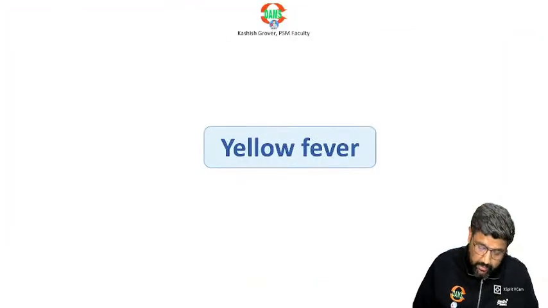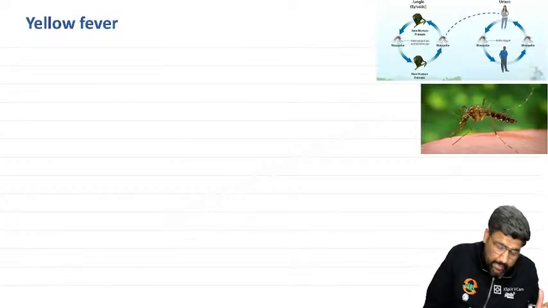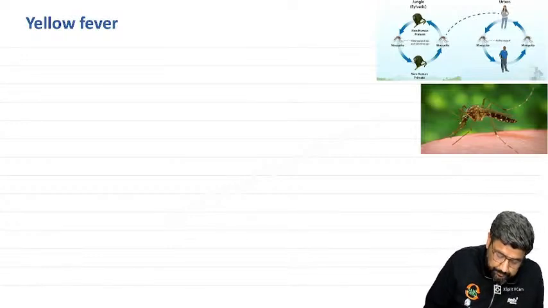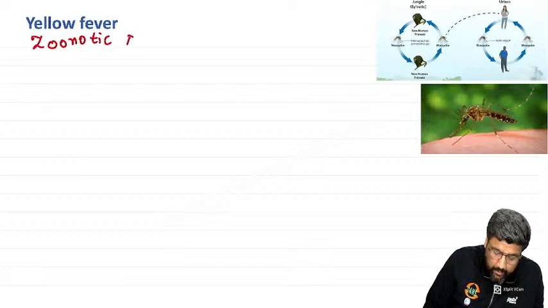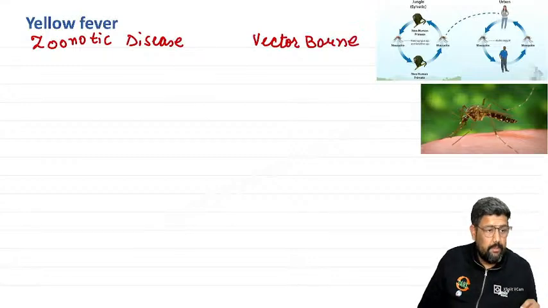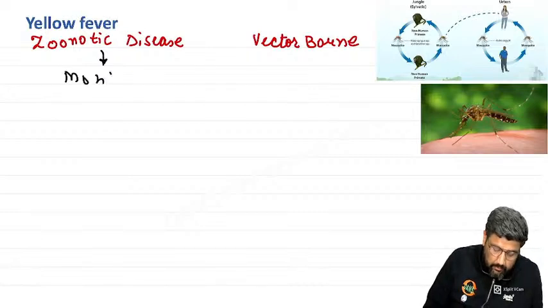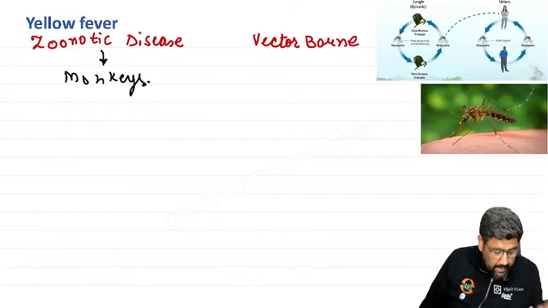Now, bacho, I am moving to the next disease, yellow fever. Yellow fever is a zoonotic disease, and also a vector-borne disease. If it is a zoonotic disease, then primarily it must be infecting an animal. Which animal? Monkeys. So yellow fever is basically a disease of monkeys.